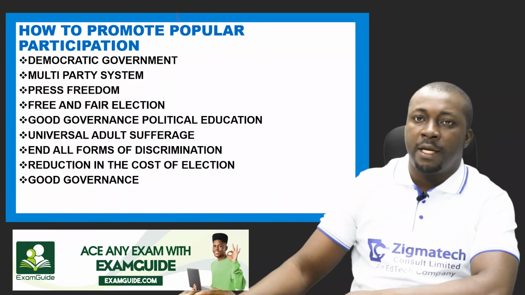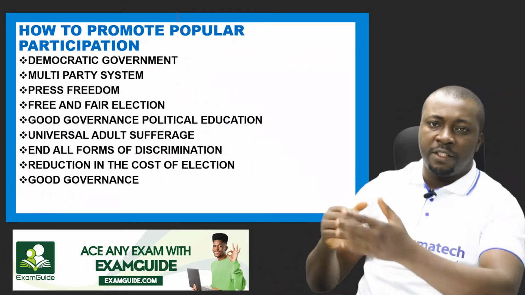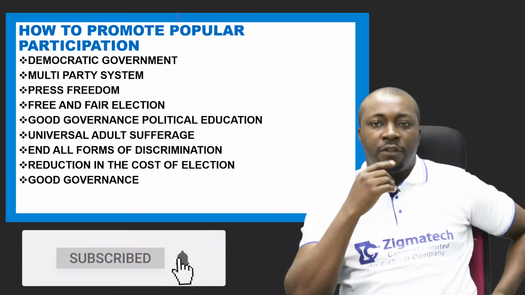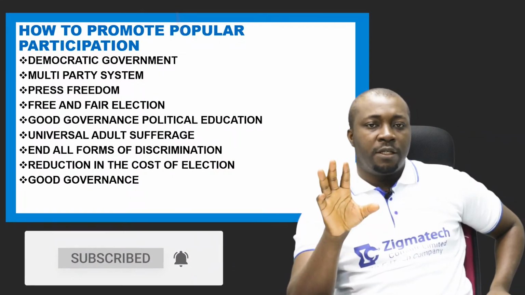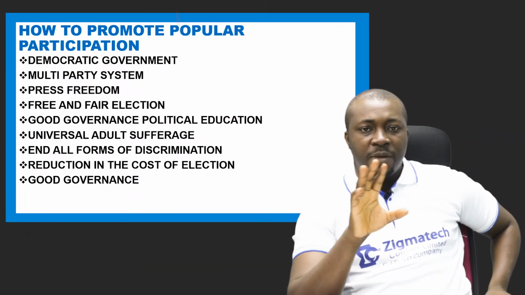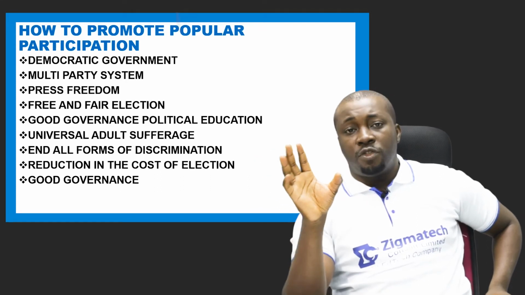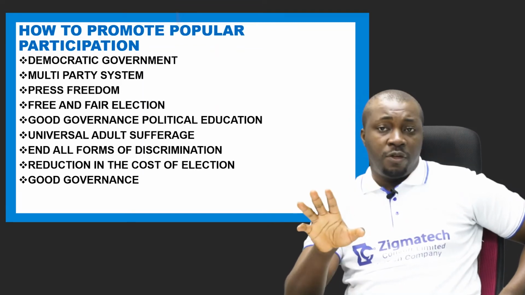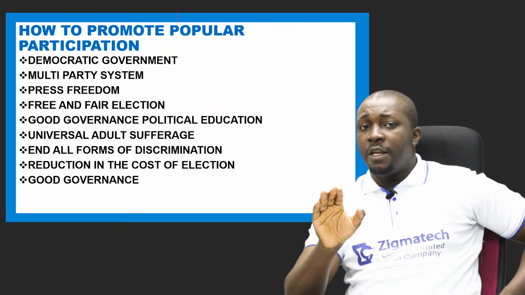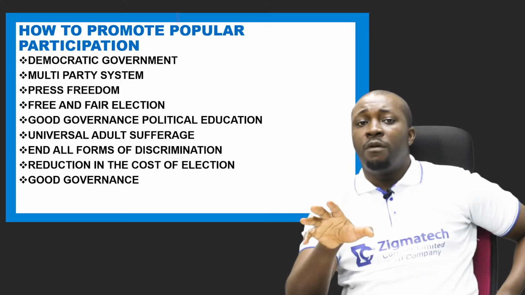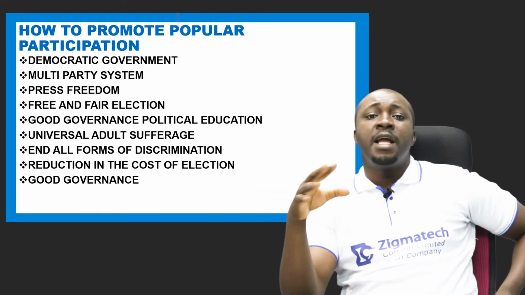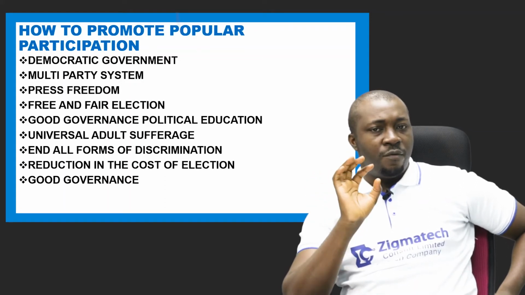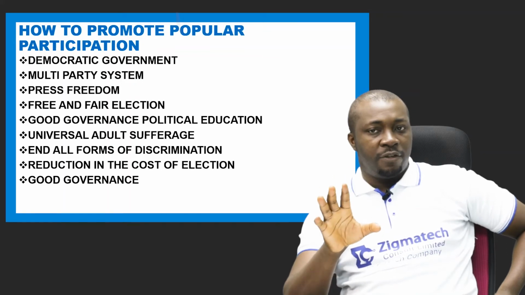Now, let's look at how we can promote popular participation. How do we make people begin to take part in the affairs of their state? One, there should be democratic governance. There should be enthronement of democracy. We should have governance that recognizes that the supreme power belongs to the people, where we have free and fair elections, rule of law, respect for fundamental human rights, and all the features of democracy. When we have such governance, people will begin to take part in the affairs of the state.